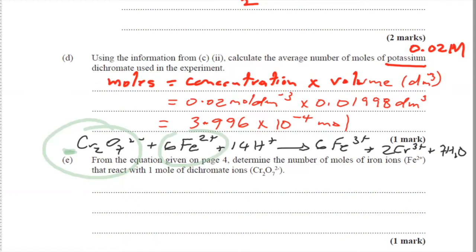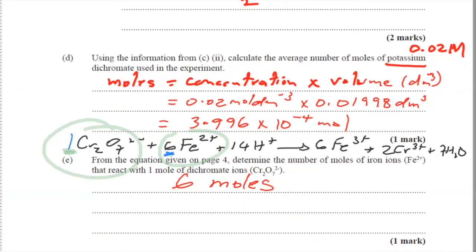Just like in math, when it's 1x, we don't say 1x, we just say x. So we're seeing that for every 1 mole of chromate there are 6 moles of iron. So we just need to say 6 moles, and that would give us our mark. So that would be 6 moles.